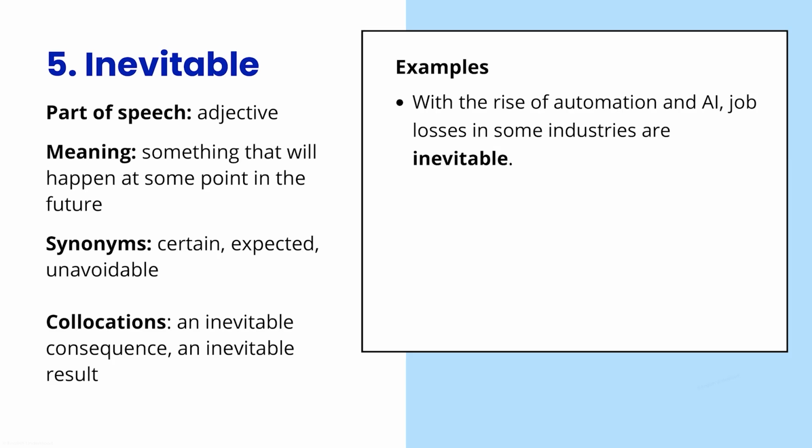With the rise of automation and AI, job losses in some industries are inevitable. So that means there will be some job losses in some industries. We don't know when it will happen. It could happen in a year, it could happen in 5 years, but it will happen.